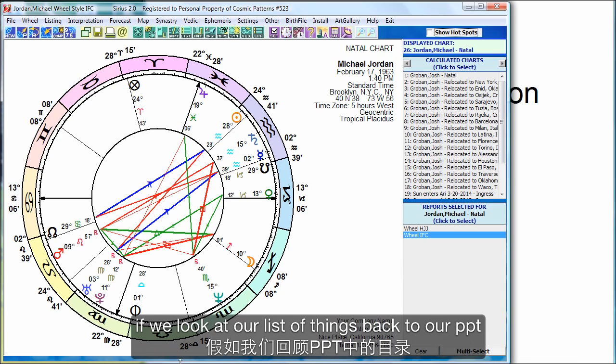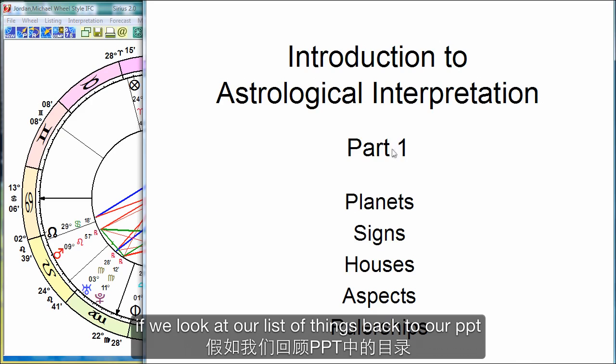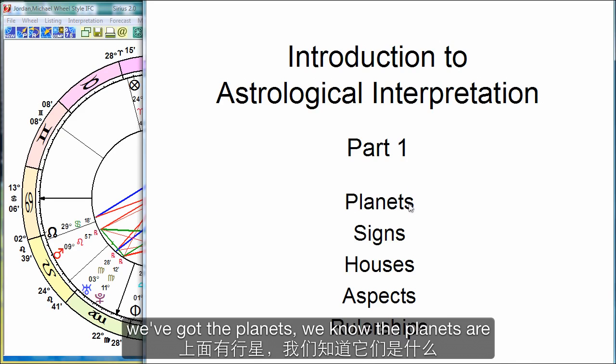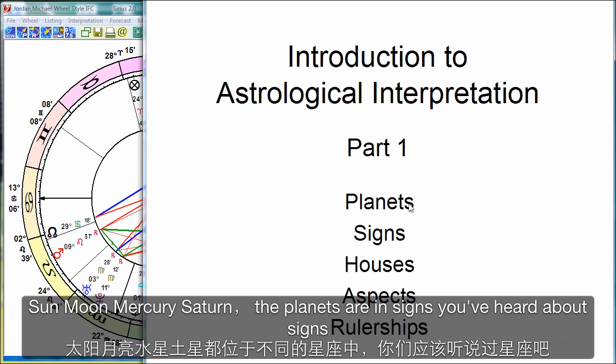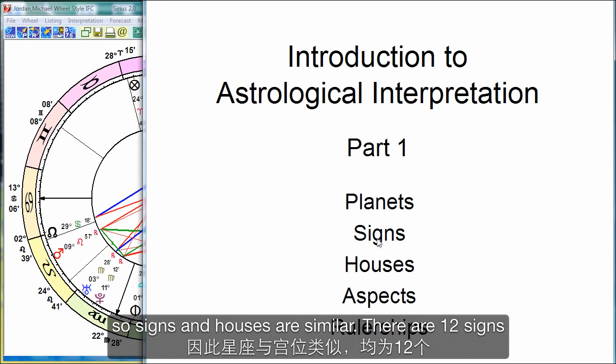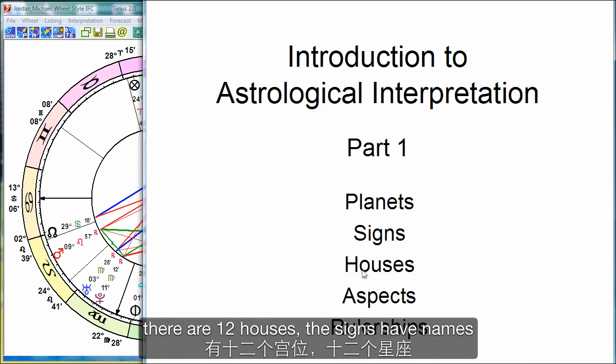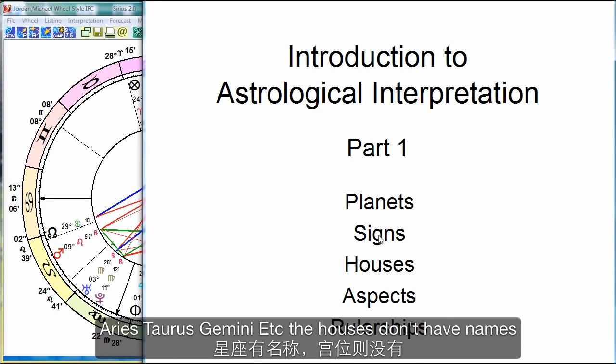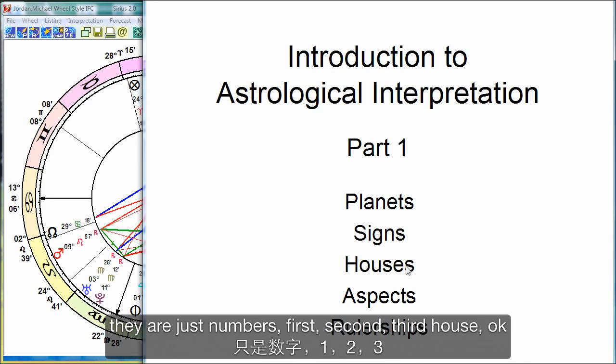If we look at our list of things, back to our PowerPoint, we've got the planets. We know what the planets are. Sun, Moon, Mercury, etc. The planets are in signs. You've heard about signs. Aries, Taurus, Gemini. And there are houses. So signs and houses are similar. There are 12 signs. There are 12 houses. The signs have names. Aries, Taurus, Gemini, etc. The houses don't have names. They're just numbered. First, second, third house.